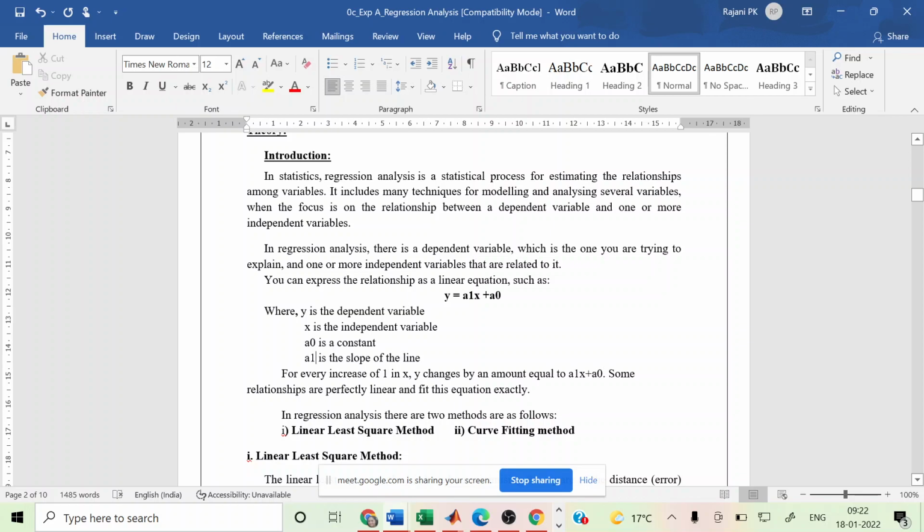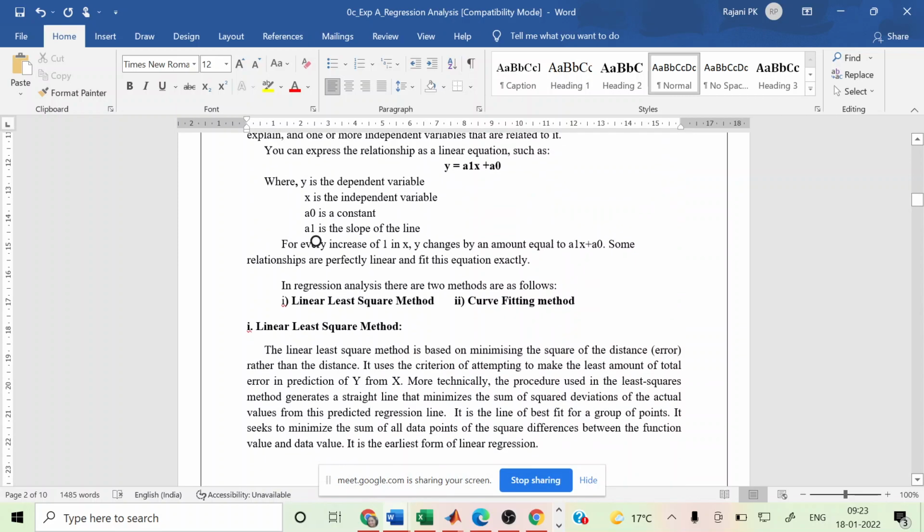For every 1 change in x, y changes by an equal amount, a1x plus a naught. Some relationships can be perfectly linear and fit the equation exactly. The meaning is, with the help of a line we will be able to fit or find a relationship for predicting something or estimating something.